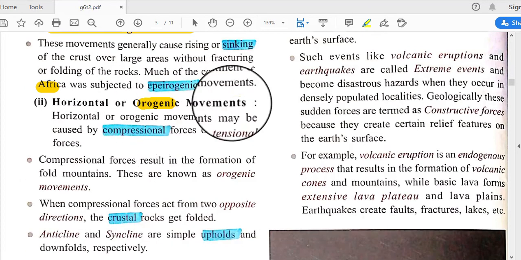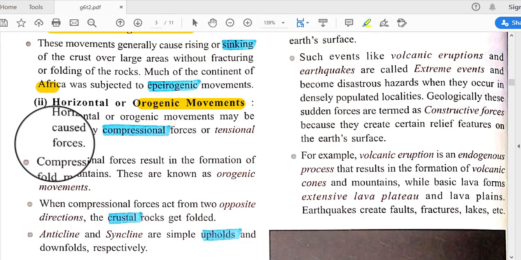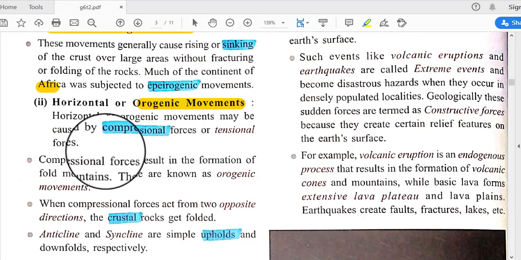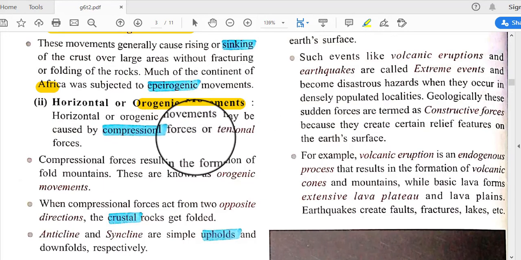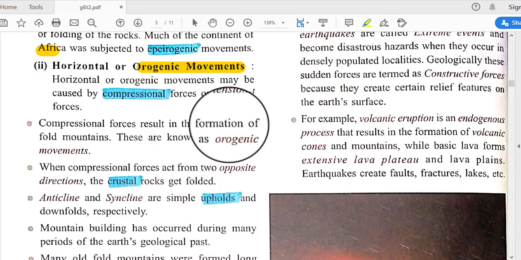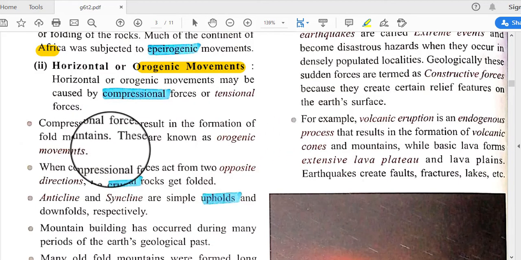Next is horizontal or orogenic movement. Horizontal or orogenic movements may be caused by compressional force or tensional force. So it happens due to compressional force. Compressional force results in the formation of fold mountains, and these are known as orogenic movements.